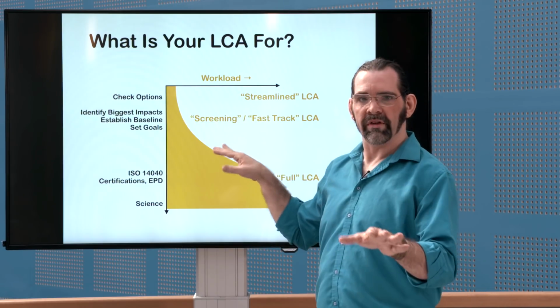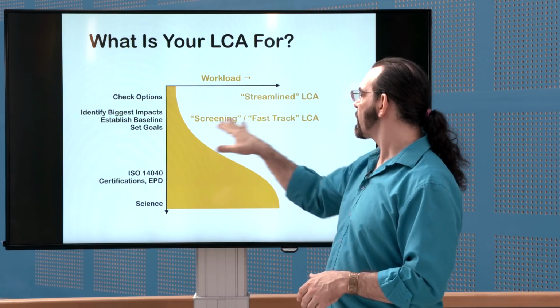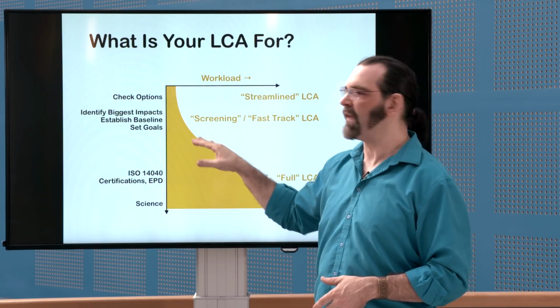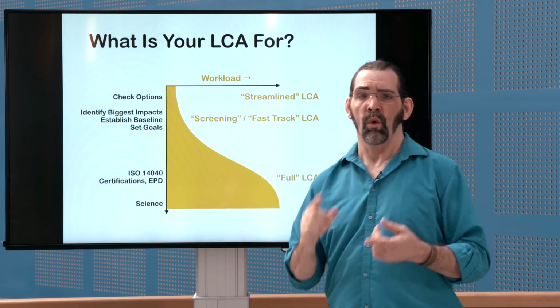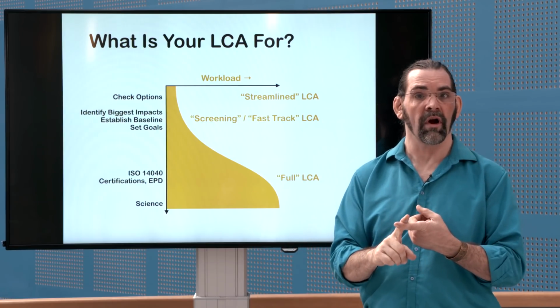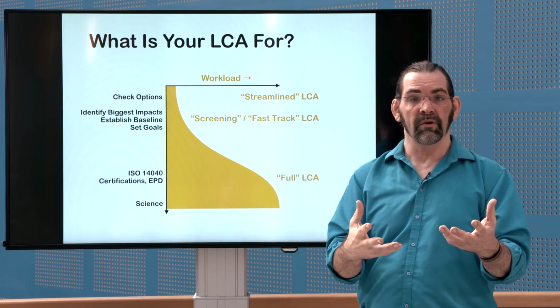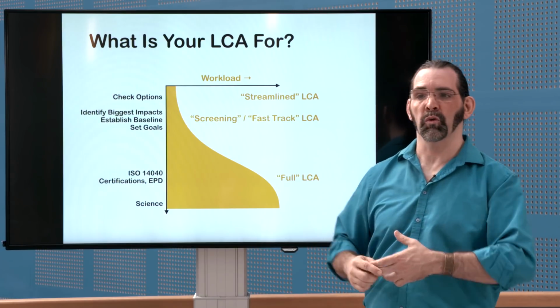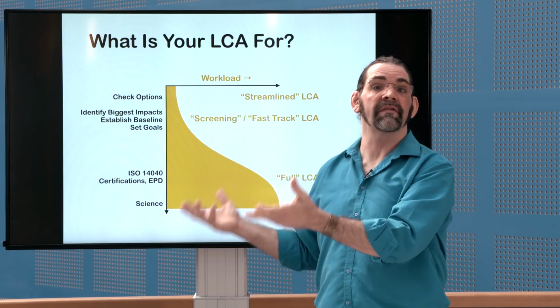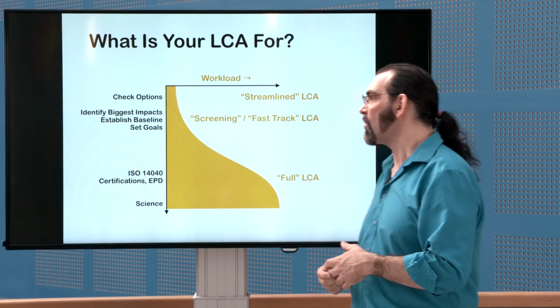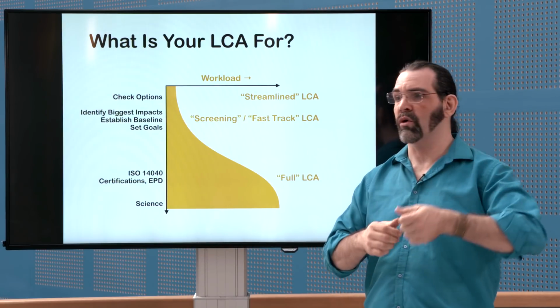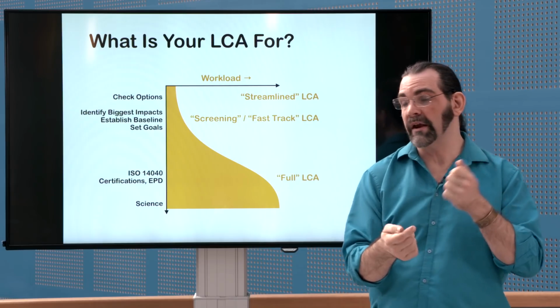What we'll mostly be talking about is screening or fast-track LCA, and that can help you figure out what the biggest impacts are in your product. Is the manufacturing stage the most important, or is it the electricity use during the life of the product, for example? Or is it that plastic part, or is it the electronics inside?